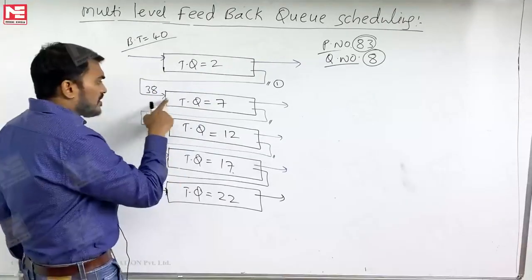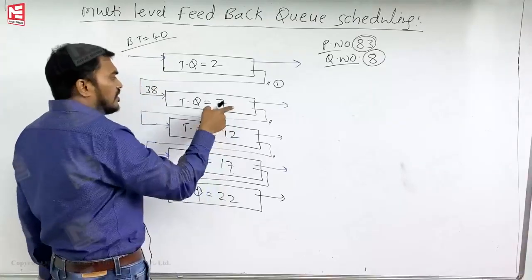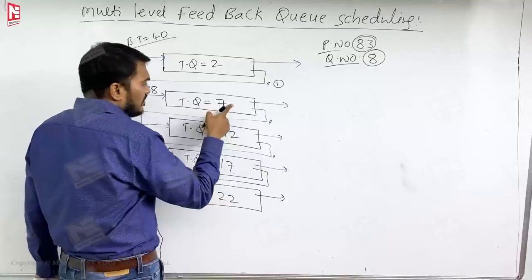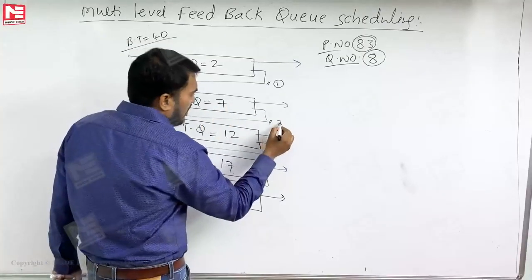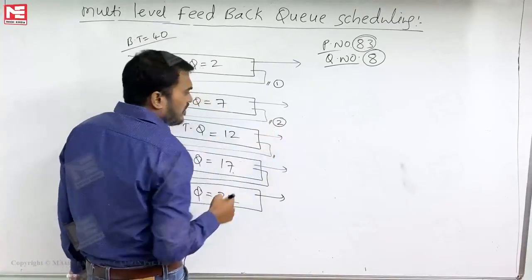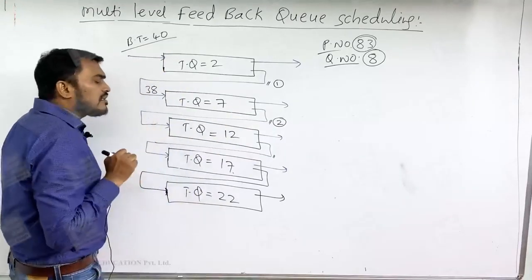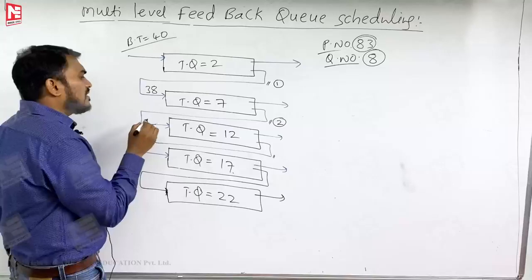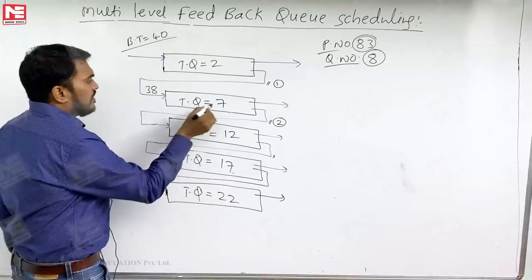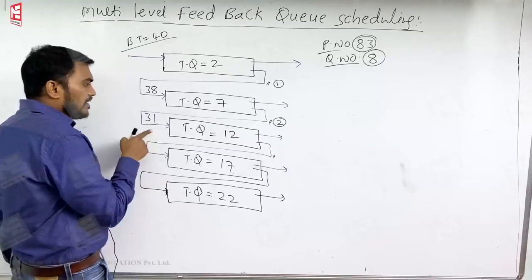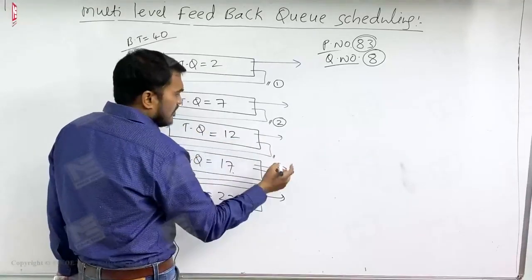So here it will execute for the time quantum of 7. Now tell me, will it complete the execution here? No. So here also it will execute for time quantum 7. It will not complete. Again you are interrupting. See, second time you are interrupting the process and placing it in the next level ready queue with the remaining burst time. So what is the remaining burst time? Out of 38, 7 is gone, so that is 31. And next, here it will execute for the time quantum 12. Here also it will not complete.